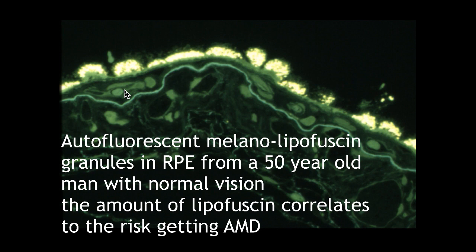This is a paraffin section through the RPE from a 50-year-old man with normal vision. And what we see here is the amount of lipofuscin in the RPE cells under normal conditions.